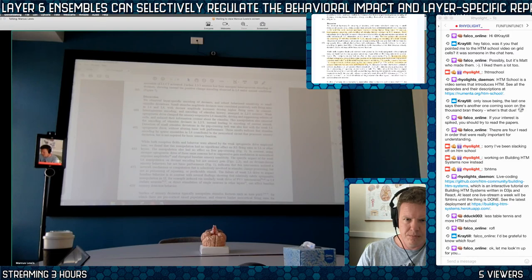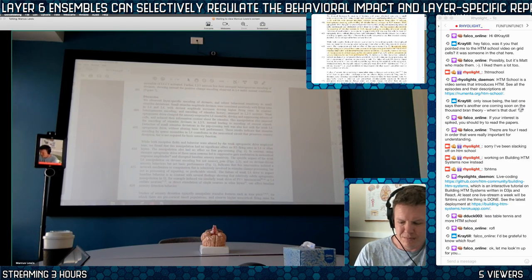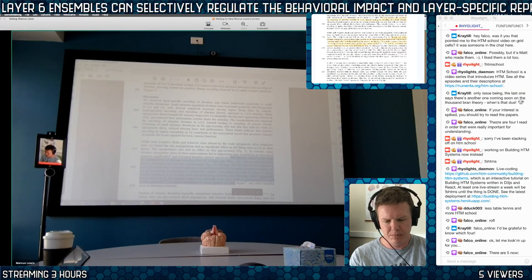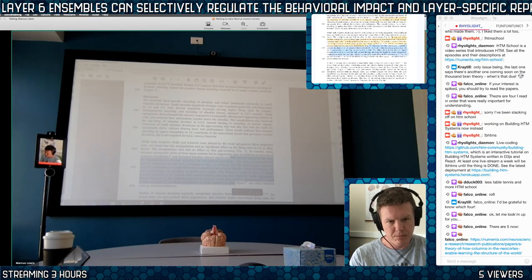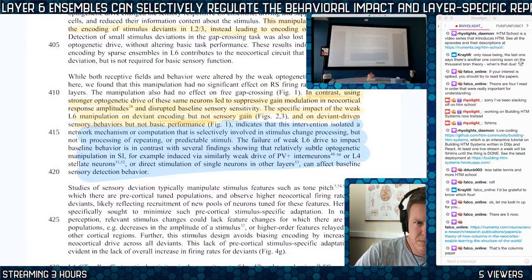So then down here, let's see here, in this area. Basically, they're arguing that the intervention, meaning the weak activation of layer 6, isolated a network mechanism or computation that selectively involved stimulus change processing, but not processing of repeating or predictable stimuli.